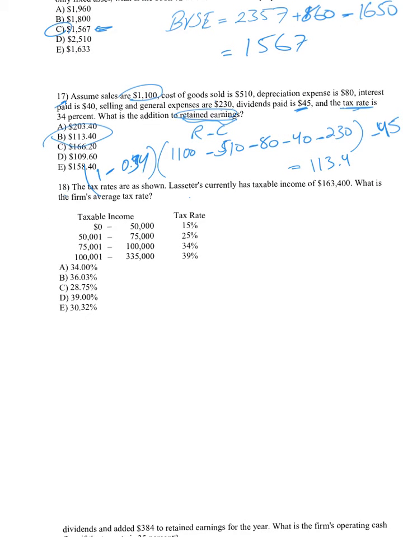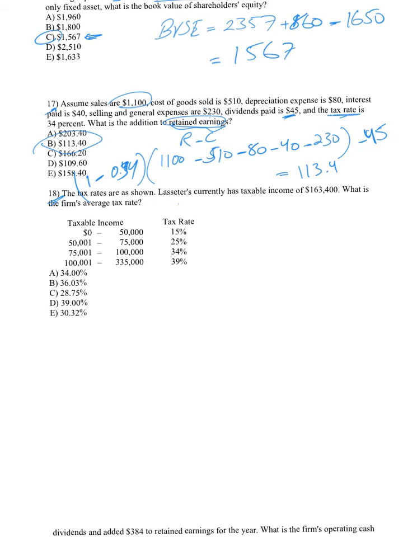Okay, so now let's go to question number 18. In question number 18, the tax rates are shown. Remember that this is very similar to the marginal tax. If you earn somewhere between $0 and $50,000, you are going to be paying 15% of this. So if you are earning $50,000, you pay 0.15 times $50,000 as tax.